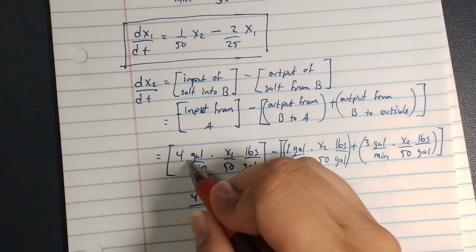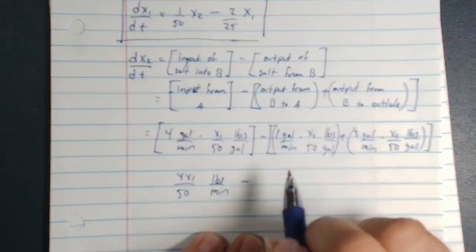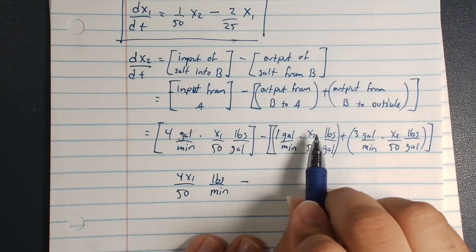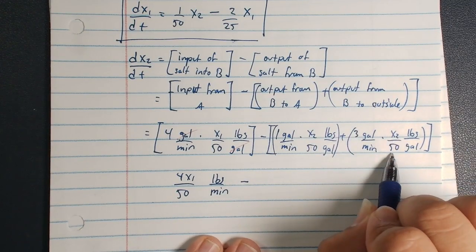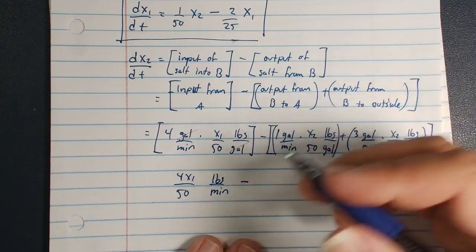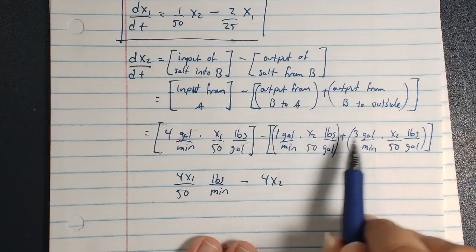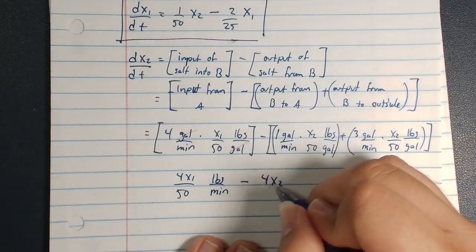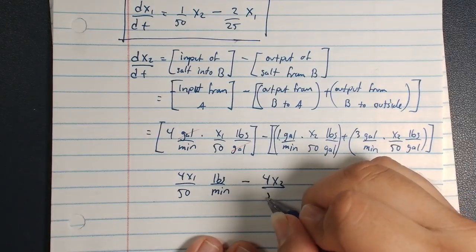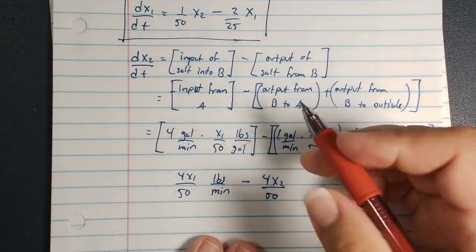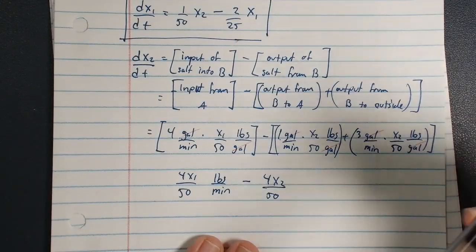Then we want to make sure that our units are matching up, and if they're not, something is wrong. Minus, so now here I've got 1x2 over 50 plus another 3x2 over 50. So 1 plus 3, that'll just give me 4. I can combine the like terms. There's 1 of these plus another 3 of these. That's 4 of these. 4x2 over 50. And again, this is in pounds per minute, and this is in pounds per minute. So everything together is in pounds per minute.